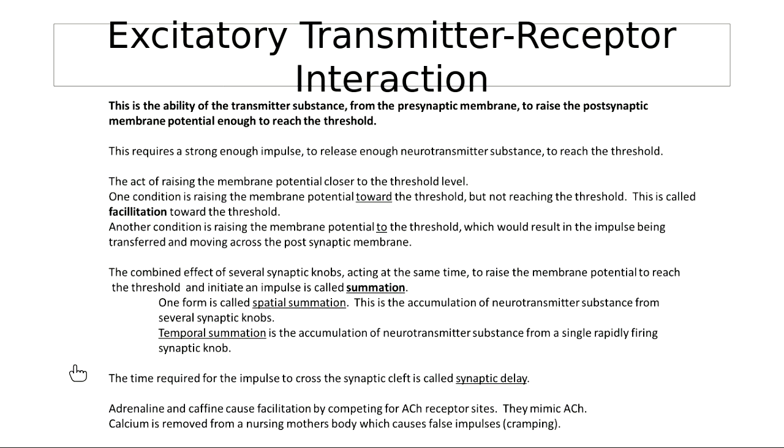So he had a lot of caffeine, which was sending false impulses across that synaptic cleft. It was there in the cleft, and it was triggering false impulses to be generated. Now, calcium is removed from a nursing mother's body which causes false impulses, which is cramping. Remember what blocks the sodium channels? Calcium. So you start removing too much calcium, you get false muscle contractions.